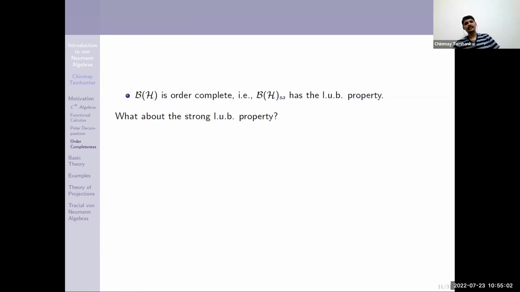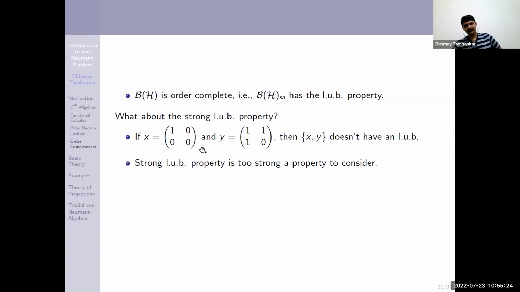But what we have is that B(H) is order complete, which means that the set of self-adjoint elements has the LUB property. But what about the strong LUB property? It's a natural question to ask, because this is the more natural looking property, since there was no restriction on which subset it would be.